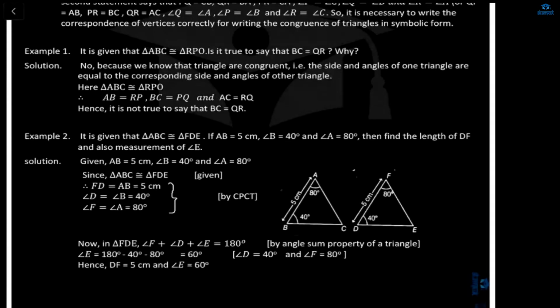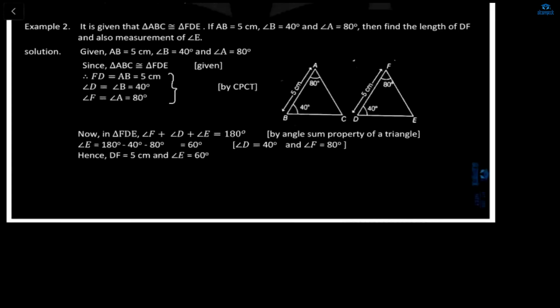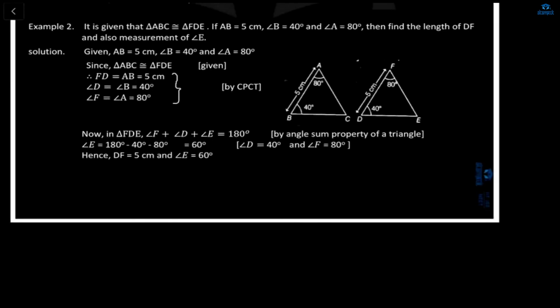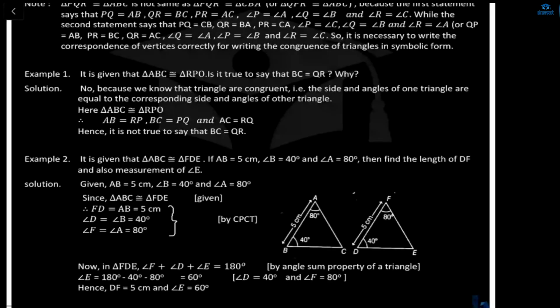Now if you see question number 1 here, it is given that triangle ABC is congruent to triangle RPQ. Is it true to say that BC is equal to QR? Let me copy it and then.